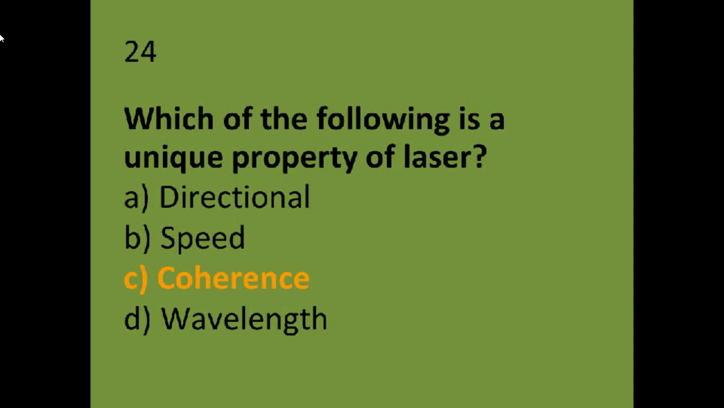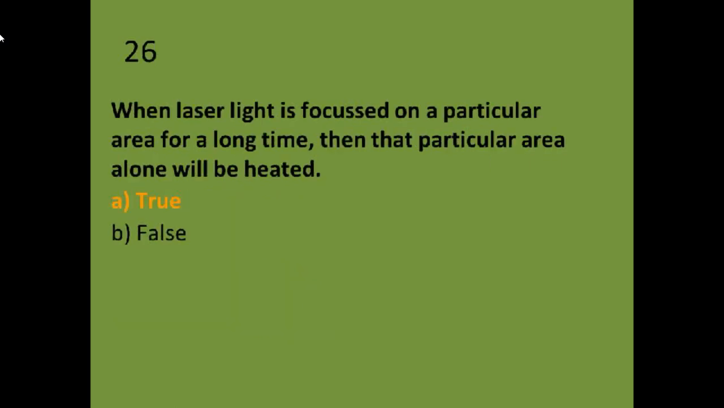Now we are going to find which of the following is a unique property of laser: direction, speed, coherence, wavelength. So the unique property here is coherence. When a laser light is focused on a particular area for a long time, then that particular area alone will be heated, true or false? That is true.